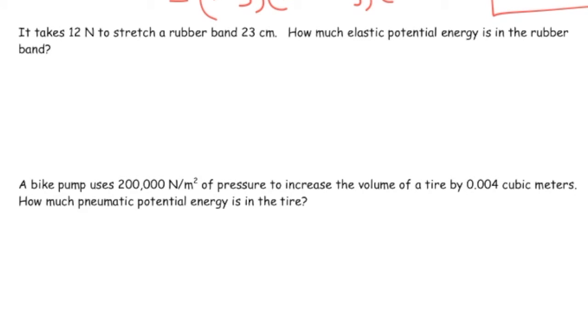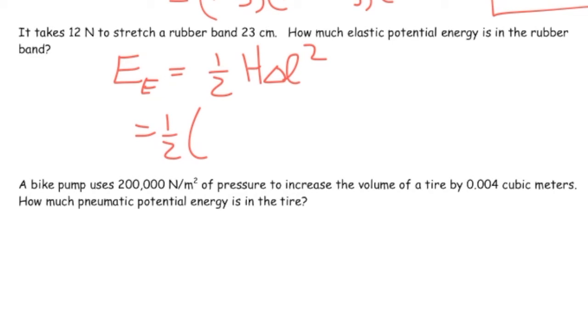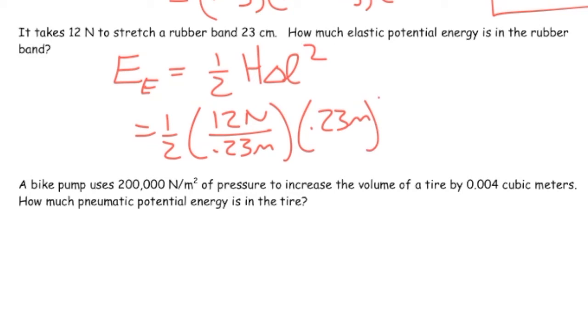It takes 12 newtons to stretch a rubber band 23 centimeters. How much elastic energy is in the stretched rubber band? The elastic energy is 1/2 of the elastic constant times the stretch squared. I'll keep the half. The elastic constant is the force per stretch. In this case, it would be 12 newtons over 0.23 meters. The change in length is also 0.23 meters. I have to square that. That gives me 1.3 joules. That's not very much energy at all.